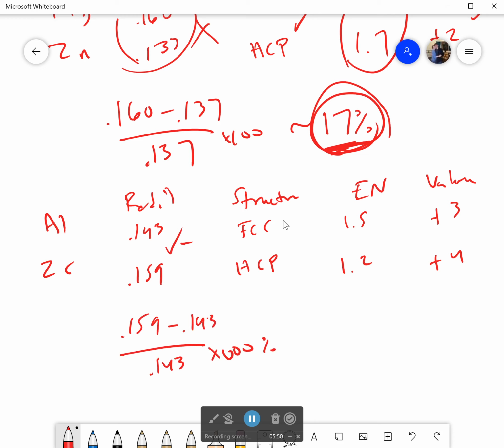That can almost work. Their structures are not the same. FCC and hexagonal close packed, they kind of look similar if you're looking at how they're stacked. And they do have the same packing efficiency, but they're not the same structure. There is some difference between their electronegativities. This is not perfect. And the valences are fairly close. But because of the structure, that's the biggest issue for us. They would not be a complete solid solution.